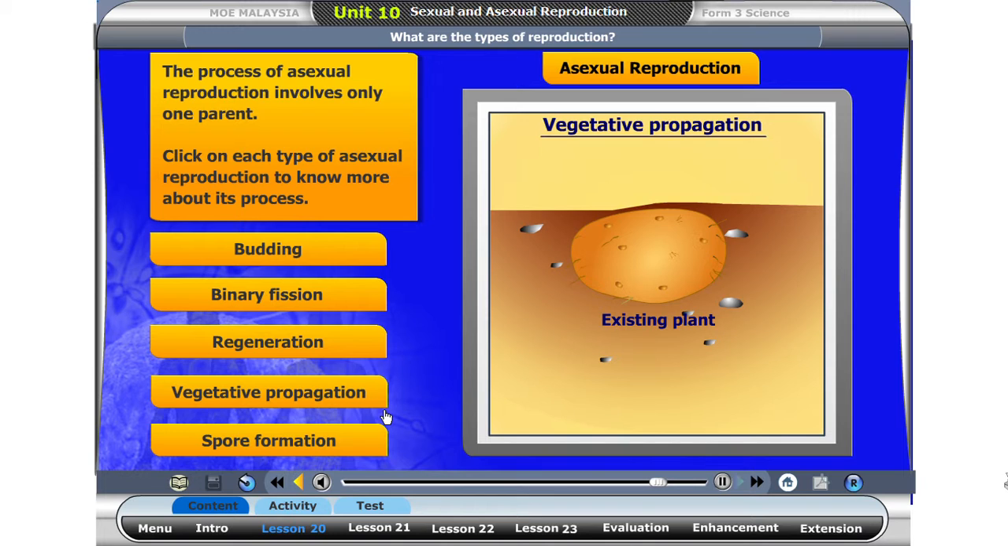Through the process of vegetative propagation, new plants are produced from the existing plant organs or parts of organs. The new plants have the same characteristics as the original plant.